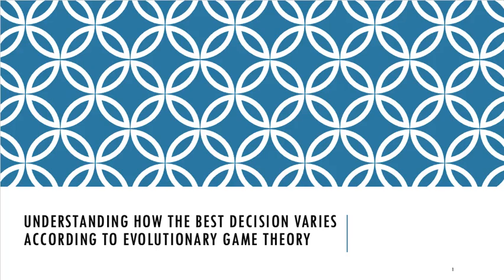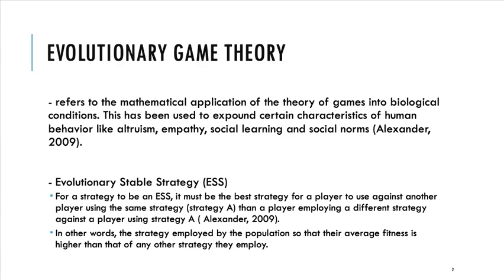Today would be understanding how the best decision varies according to evolutionary game theory. Evolutionary game theory refers to the mathematical application of the theory of games into biological conditions. This has been used to expound certain characteristics of human behavior like altruism, empathy, social learning, and social norms.